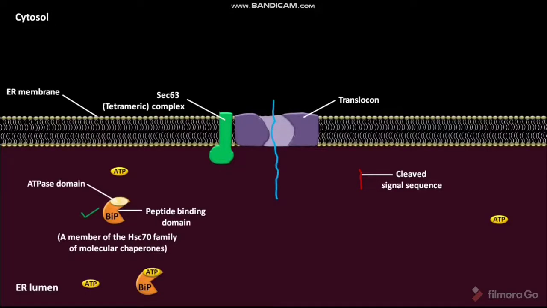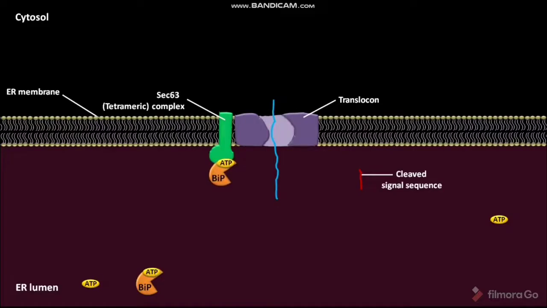The luminal ATP then binds to the ATPase domain in the BIP. The ATP-bound BIP then interacts with the luminal portion of the SEC63 complex. Due to this interaction, the bound ATP undergoes hydrolysis to produce ADP and Pi. The Pi is then released into the ER lumen. Due to this ATP hydrolysis, the BIP undergoes a conformational change.